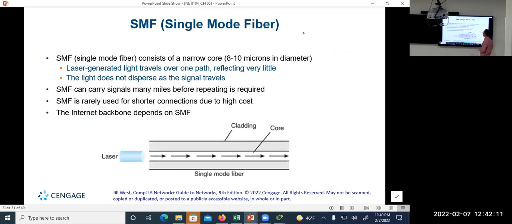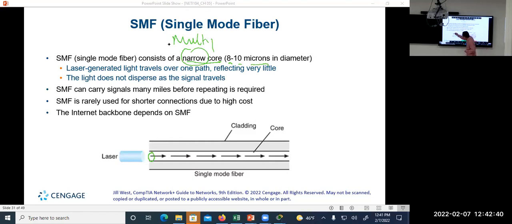In optical cable, they break it down into two modes. The first one is single mode, and the second one is multi-mode. In the case of single mode, you have a very narrow core, only 8 to 10 micron in diameter.